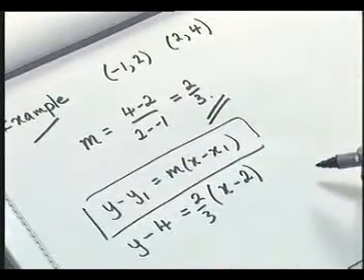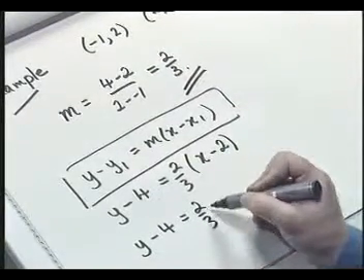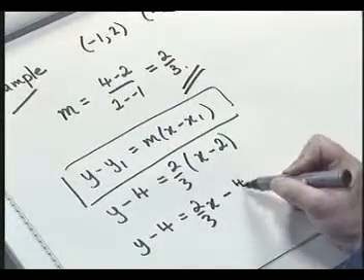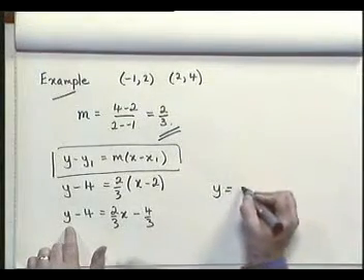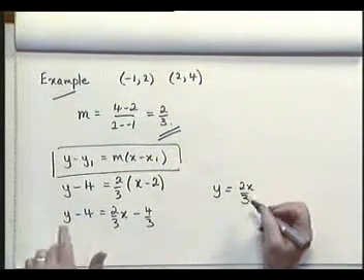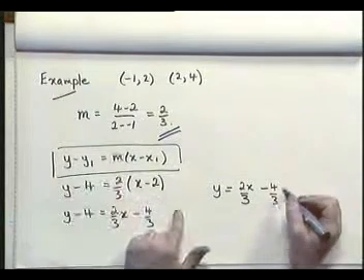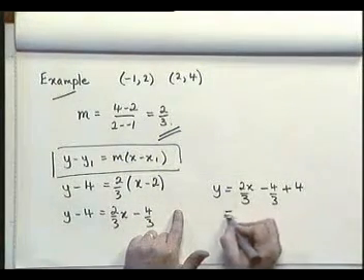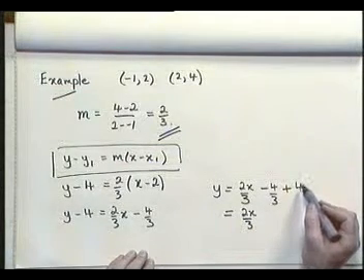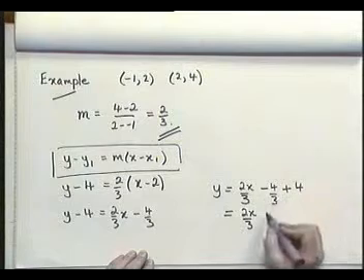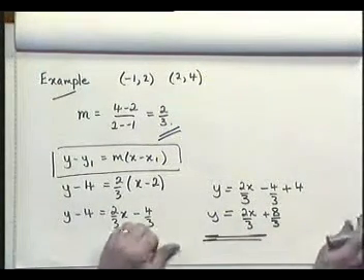And if we wanted to, we can tidy this up a little bit. y minus 4 is 2/3 of x minus 4/3. If we add 4 to both sides, we can write this as y is 2x over 3, and we've got minus 4/3 here already. And bringing over 4, we'll be adding 4. So finally we'll have 2x over 3, and 4 is the same as 12/3. 12/3 subtract 4/3 is 8/3. And that's the equation of the line.